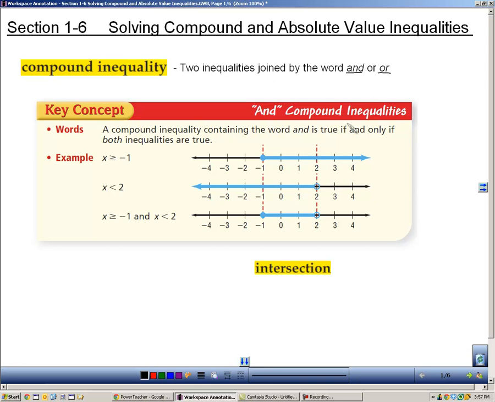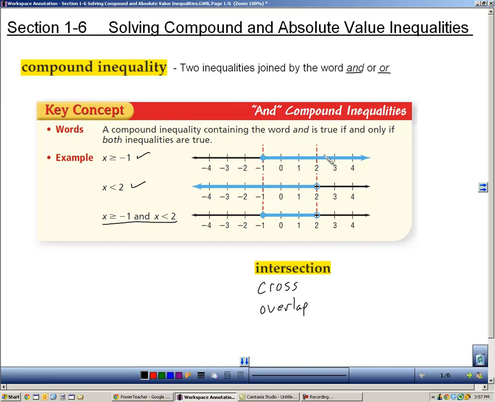Here you see the key concept for the word "and". It's when you take inequalities like this and put them together using the word "and", which means we want all the values that are greater than or equal to -1, and at the same time all the values that are less than 2. The way you do that is you graph the first one, graph the second one, and look for where they intersect. Intersection is another word for where they cross, where they overlap.